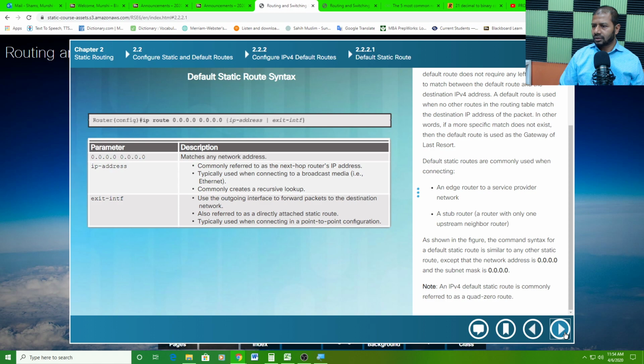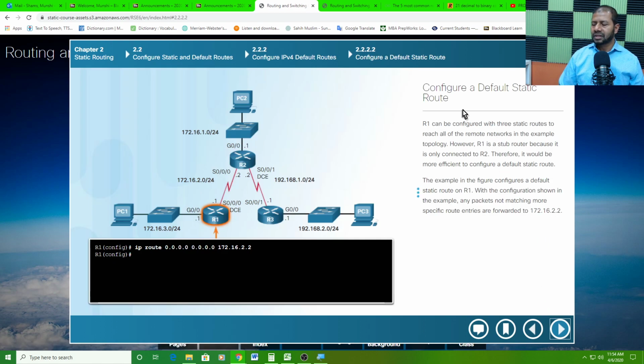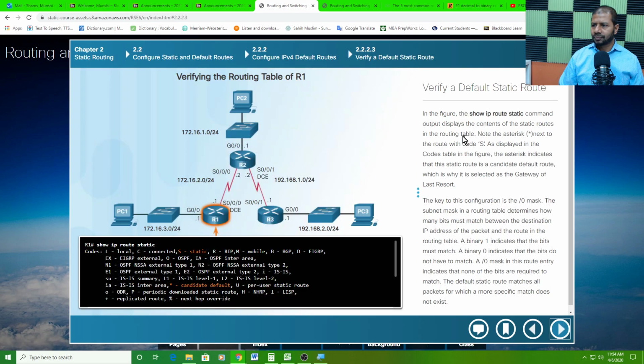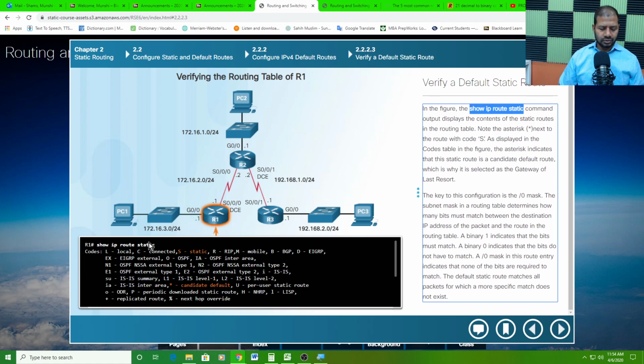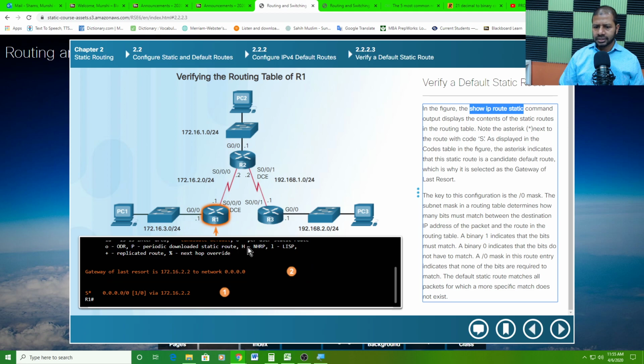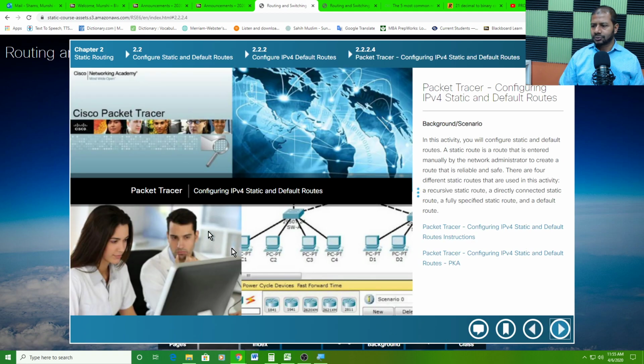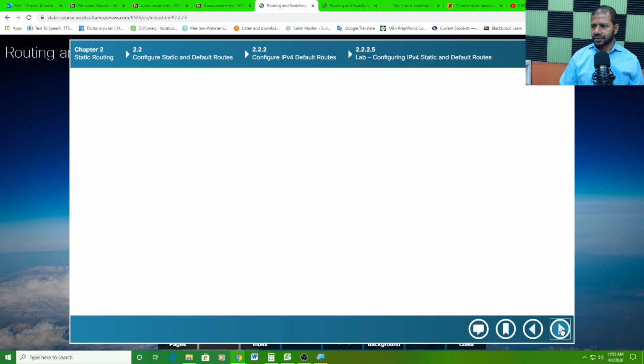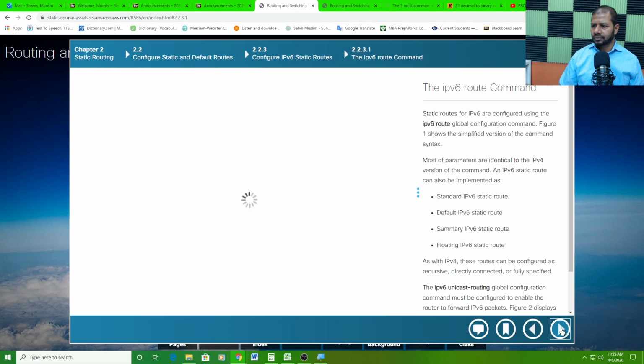Okay. Now next, configure a default static route. Basically what we have just learned, they're just asking you to practice. Next, to verify a default static route, it would be show ip route static. These are show commands, not much to learn here, just to practice. You can do that, and we're going to have labs where we'll be practicing them. Just keep on moving, keep on going.